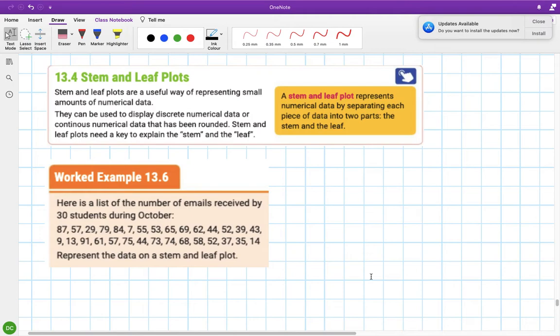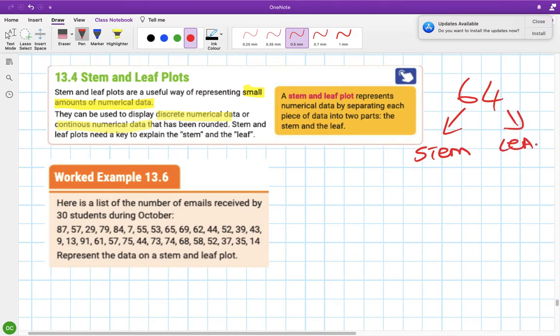Okay, stem and leaf plots. Stem and leaf plots are the next thing we're going to do. They're a useful way of representing small amounts of numerical data. So not categorical data, but discrete numerical data or continuous numerical data. Essentially the whole stem and leaf thing is you take a number and you split it up into two parts. So if you take a number like 64, the 60 part would be the stem and the 4 part would be the leaf.